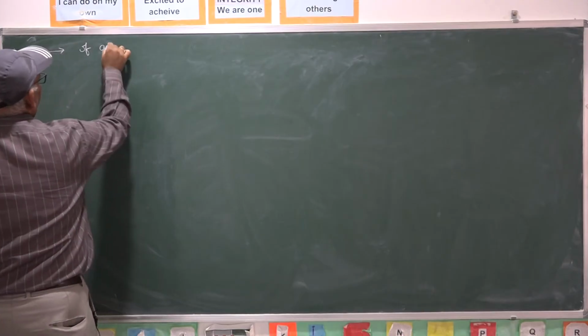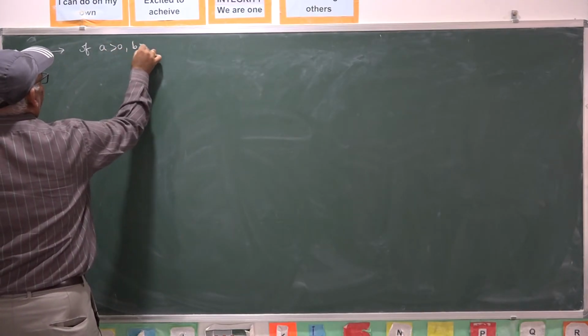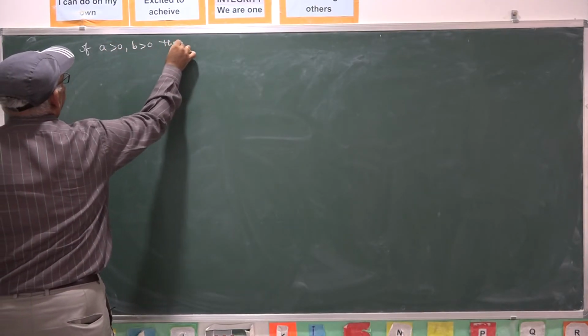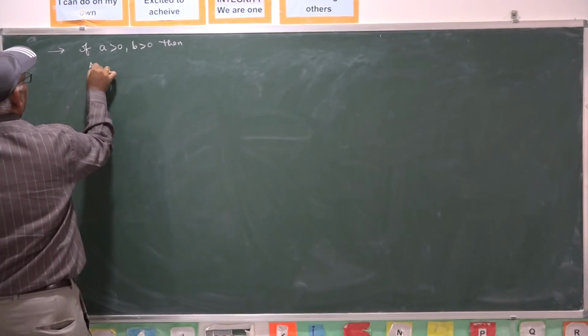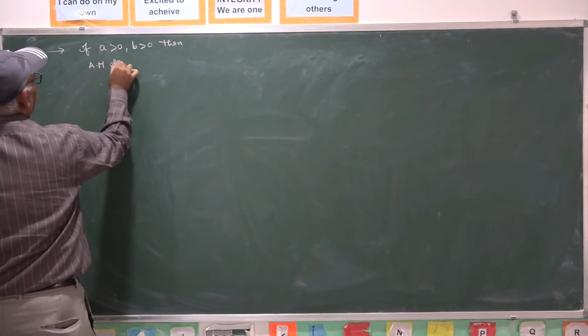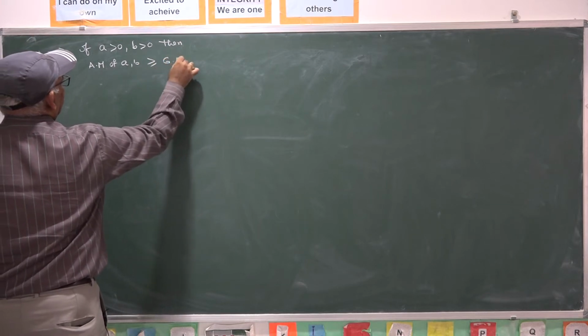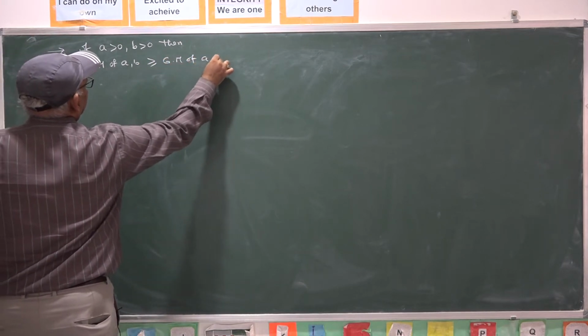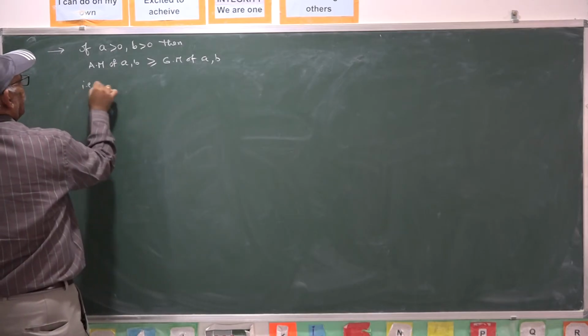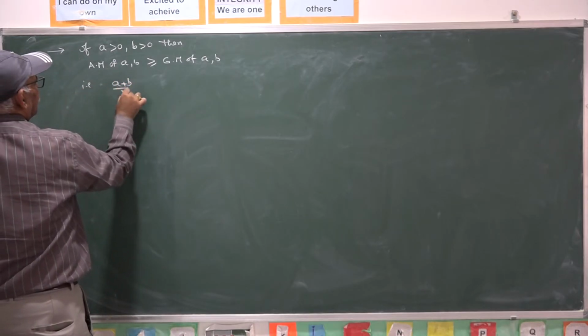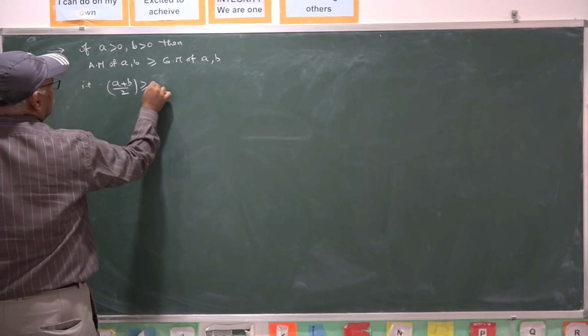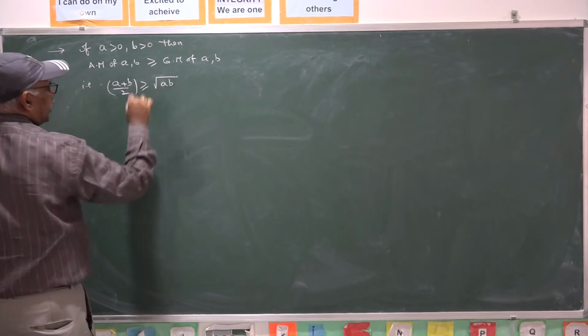If A is positive and B is positive, then the arithmetic mean of A, B is greater than or equal to the geometric mean of A, B. That is, the arithmetic mean (A plus B) by 2 is greater than or equal to their geometric mean, which means root AB.